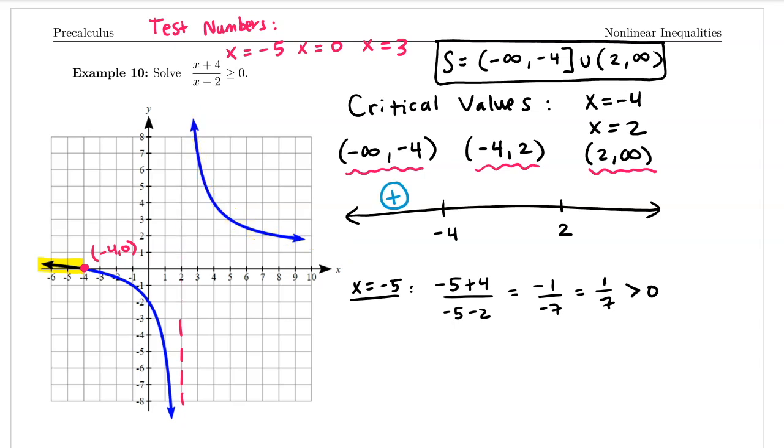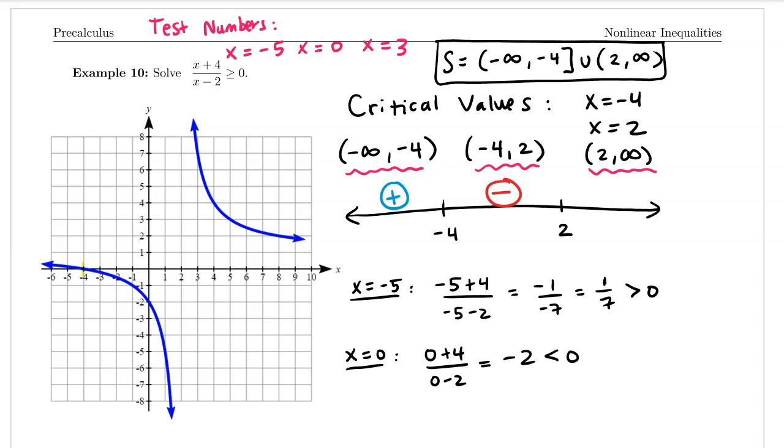And we actually kind of already knew that since we have the graph here, right? So we know from the graph that before -4, our graph is positive, or above the x-axis. But still, let's show the algebra behind this. I'm going to choose my next test number of x = 0. If I plug that into my rational expression, I have (0 + 4)/(0 - 2). That's going to end up being -2, which is less than 0. So I'm going to come back to my number line and indicate that that's going to be negative.